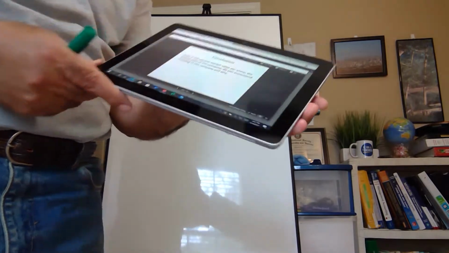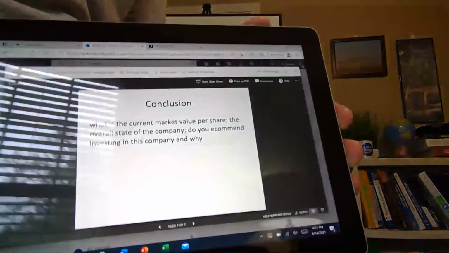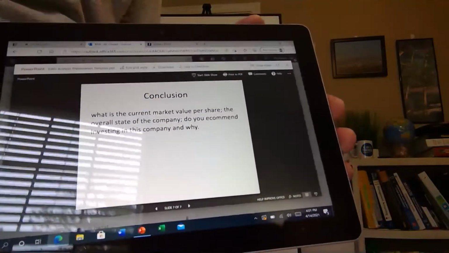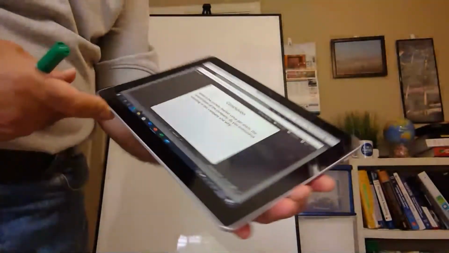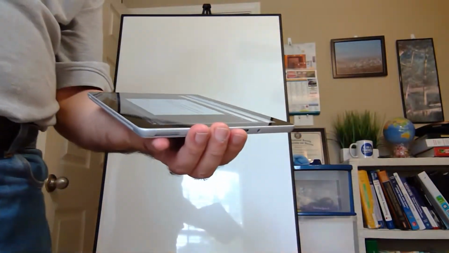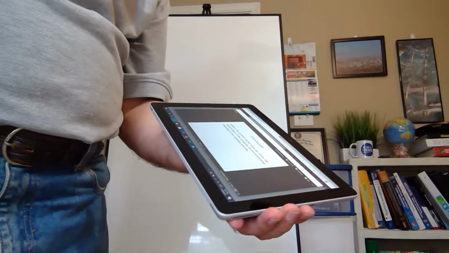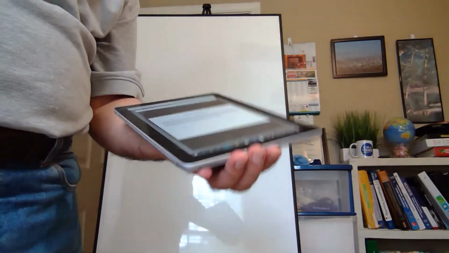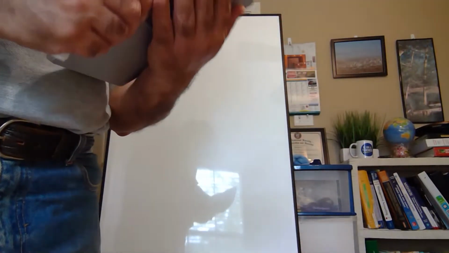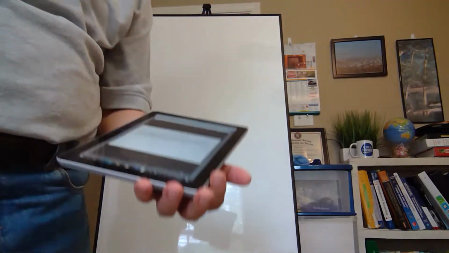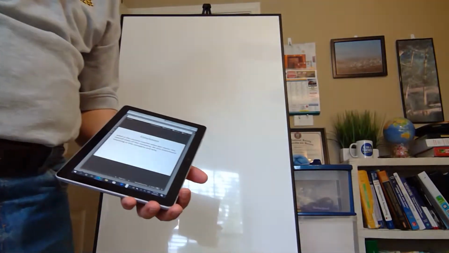The last slide is a conclusion. What is the current market price per share? Talk about the overall state of the company, and say whether you recommend investing in that company.